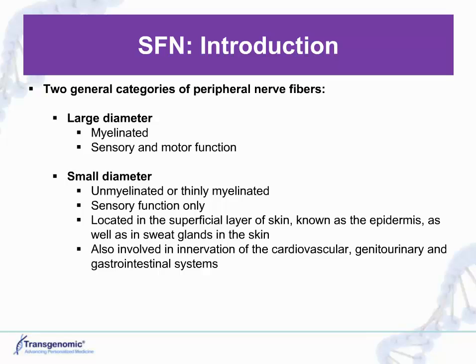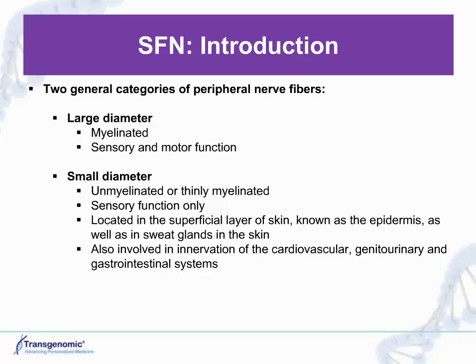First, I'd like to start by just going over a little bit of introductory material regarding small fiber neuropathy. So to back up, in terms of peripheral nerve fibers in general, there are two categories. It's important to remember, there are large diameter and small diameter nerve fibers. And what we're discussing here is a neuropathy that only involves the small diameter nerve fibers. Usually when we think about neuropathy in general, we're thinking about neuropathies that involve the large diameter nerve fibers.